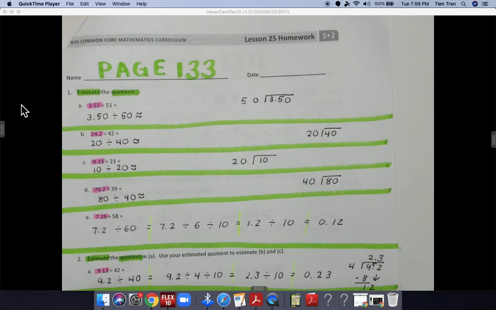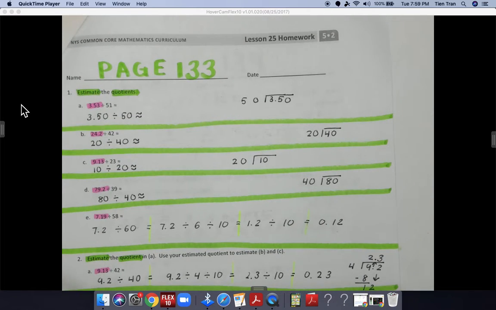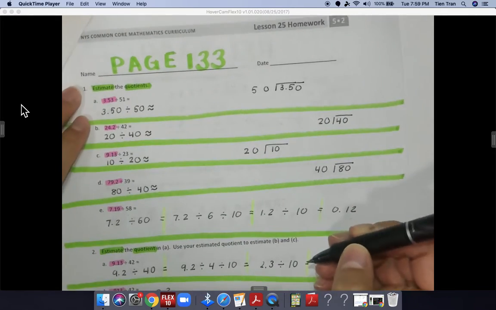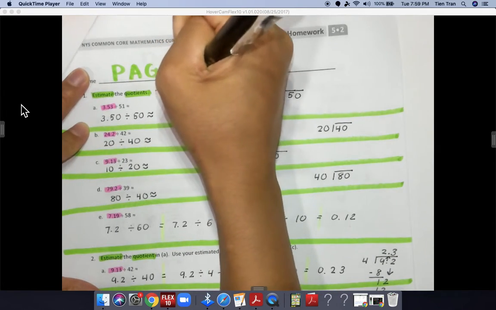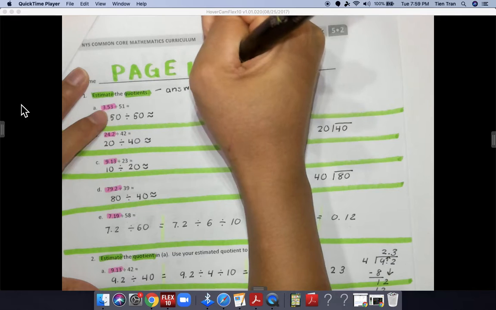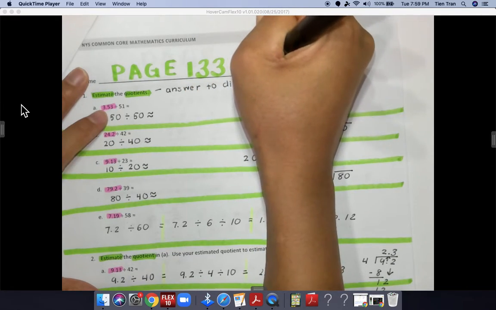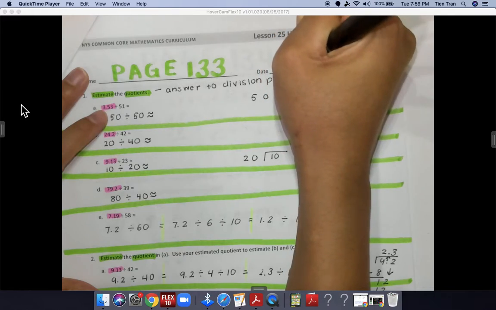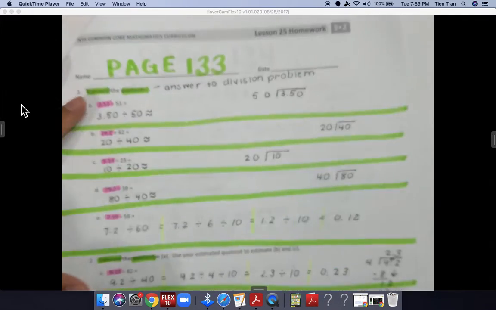We are on page 133, lesson 25 homework. Make sure you are turning to the correct page. Okay, so today we are estimating or rounding the quotients. Remember that quotient means the answer to a division problem. So they are asking you to solve the problem for division.